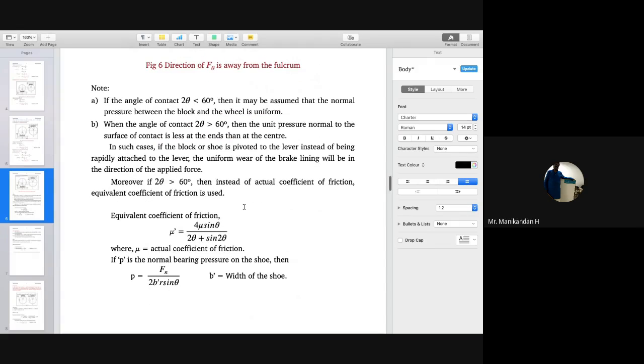So you have to note down these points. If the angle of contact 2 theta is less than 60, then it may be assumed that the normal pressure between wheel and block is uniform pressure. Right.